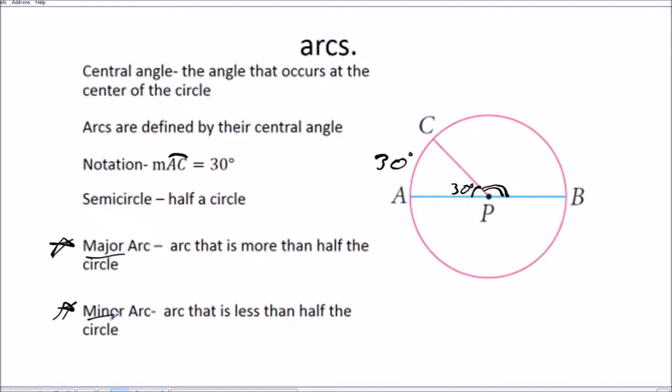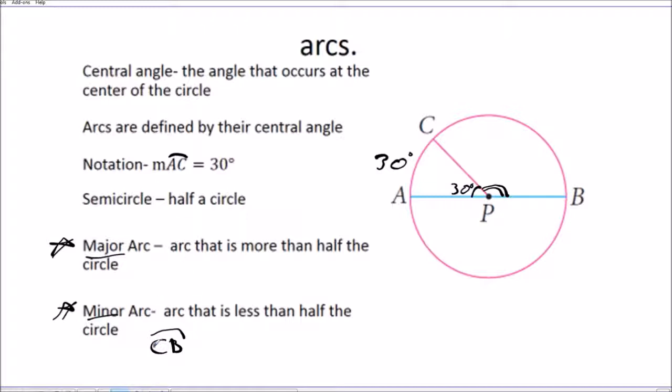Major means big, minor means small. So a major arc means an arc that's more than half the circle. A minor arc is an arc that's less than half the circle. So let's write down an example of each of those. So we have already a minor arc right here, AC. I want to try a different one. I want a different arc that is less than half the circle. So if I go from C to B, that would be an example of a minor arc.